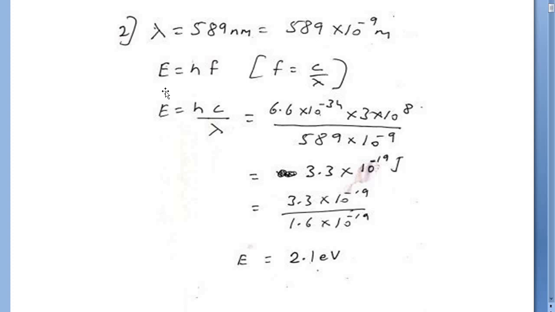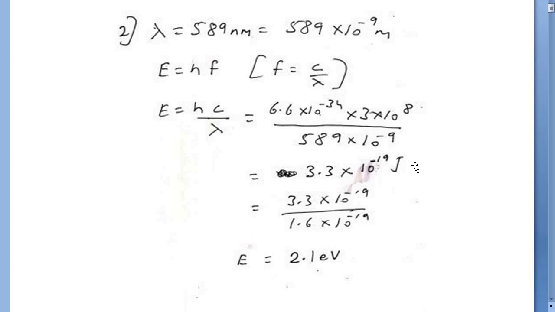Energy is equal to H into F, where H is Planck's constant, F is the frequency, but in our case we are given wavelength. So we convert this frequency to wavelength. We know frequency is c upon lambda, where c is the velocity of light and lambda is the wavelength. Then we substitute the values. H is a constant 6.6 into 10 raised to minus 34. C is again a constant, 3 into 10 raised to 8 meter per second, and lambda we know. We substitute these values, and when we calculate we get 3.3 into 10 raised to minus 19 joules.